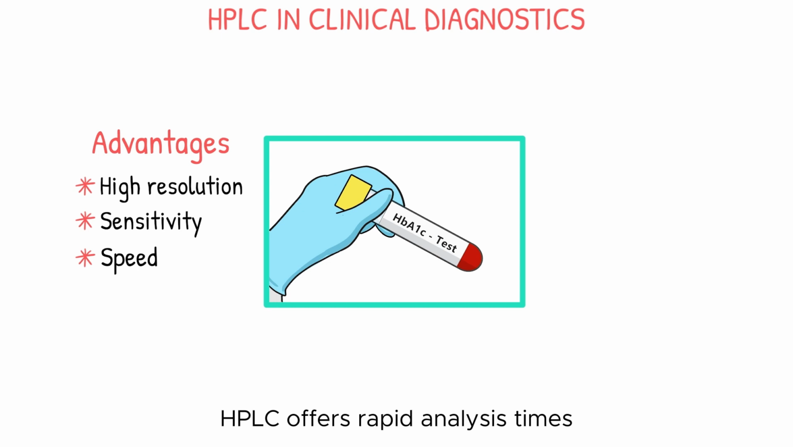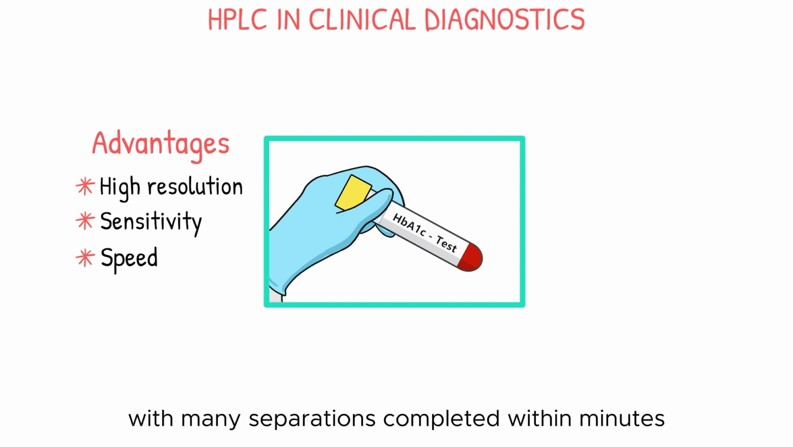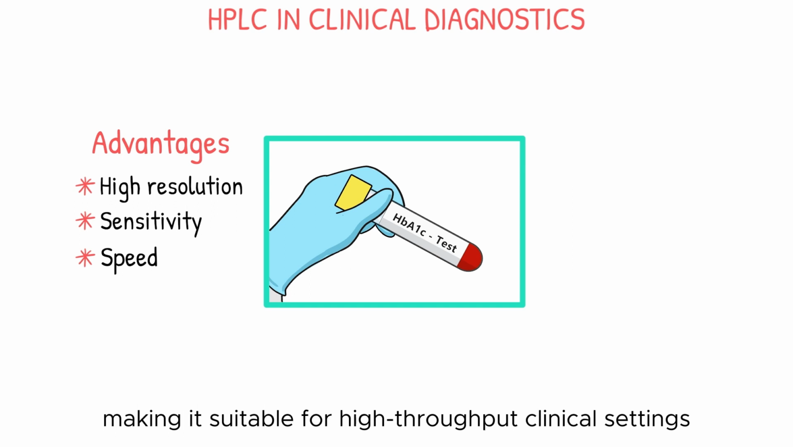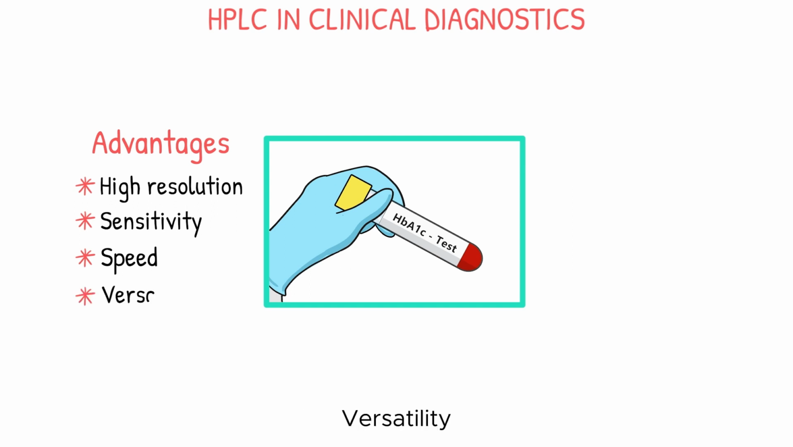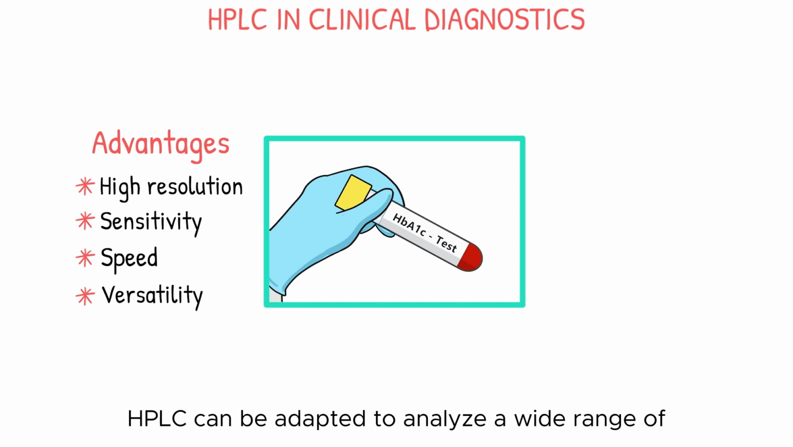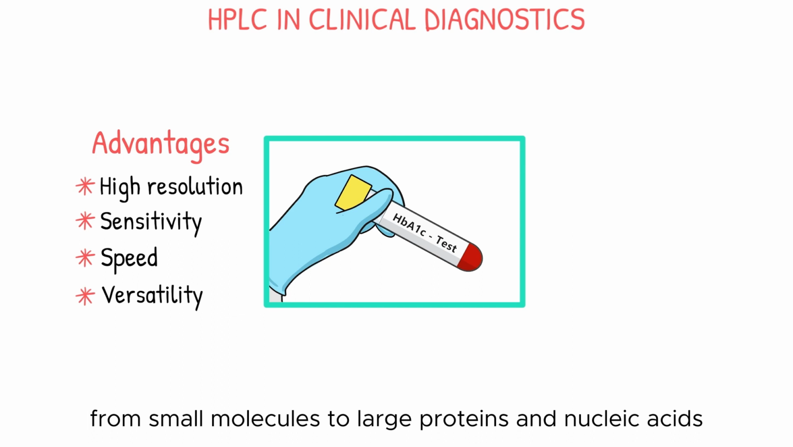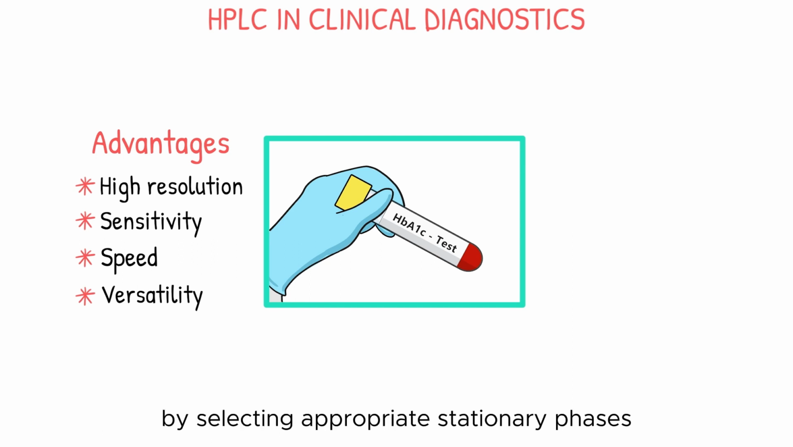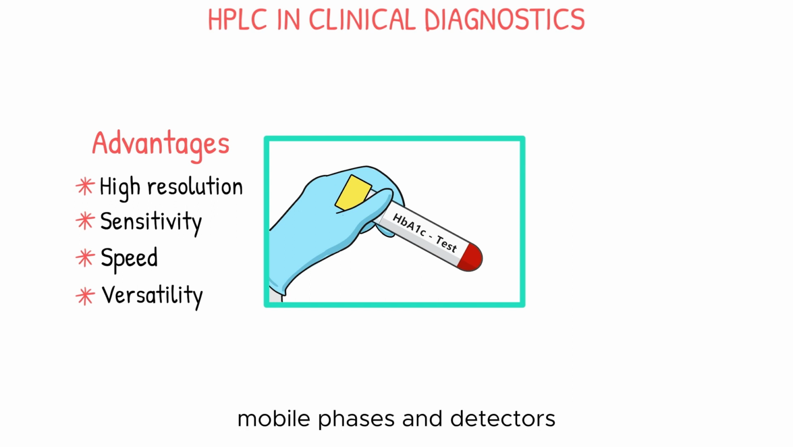Speed. HPLC offers rapid analysis times, with many separations completed within minutes, making it suitable for high-throughput clinical settings. Versatility. HPLC can be adapted to analyze a wide range of compounds, from small molecules to large proteins and nucleic acids, by selecting appropriate stationary phases, mobile phases, and detectors.